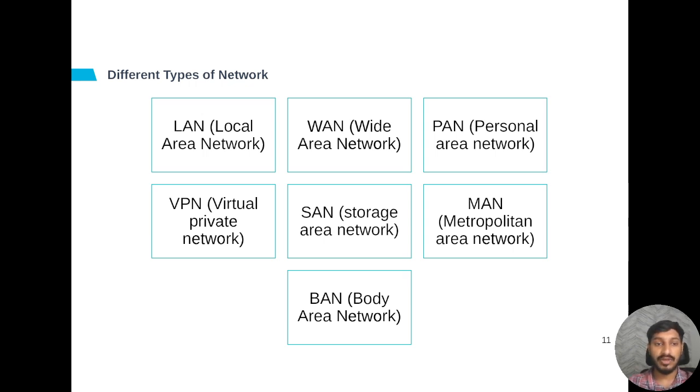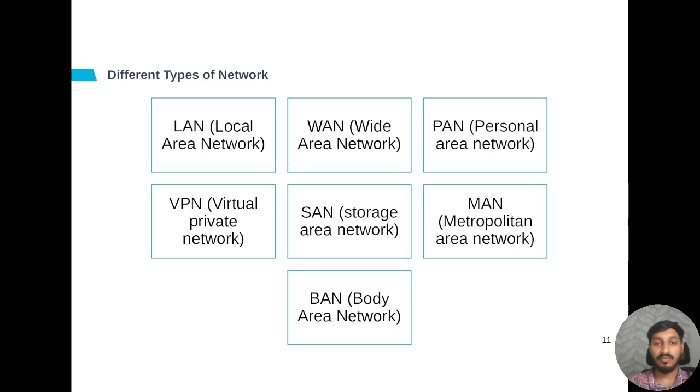What is LAN? Local area network. Local area network is used if you want to connect multiple devices in a small area, like if you have one classroom or one computer lab. Now you want to connect 100 computers in this lab, you'll be using LAN. Or if you have an IT company where you need to connect 200 computers at a time, we'll be using this type of network called local area network.